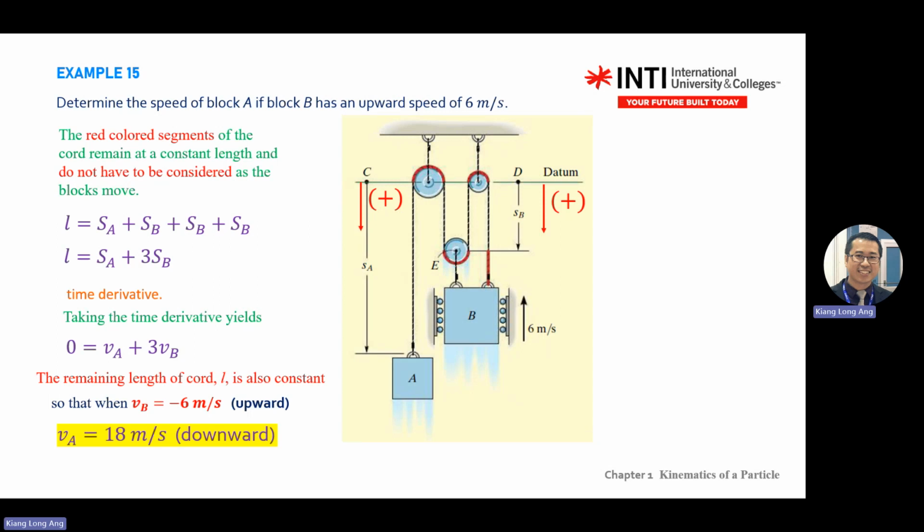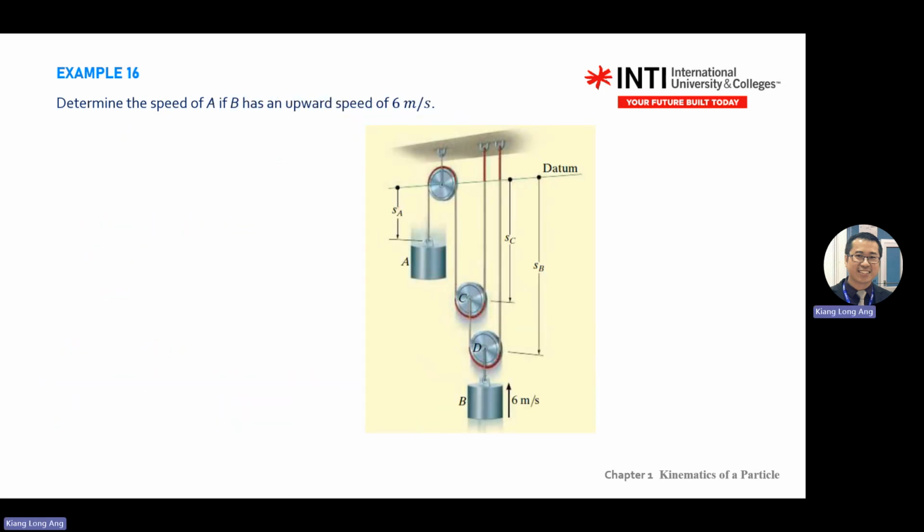No, right? We do the same. One more question, same. You'll see that the procedure is actually always the same. Next question. Find the speed of A if B has upward speed. Before you do the question, you look at the question. How many pulleys do you have? How many lines do you have? In this case, you have two complete lines. The previous examples 14, 15, you only have one line. But this one, you have two lines. So when you have two lines, you need two LTs, LT1 and LT2.